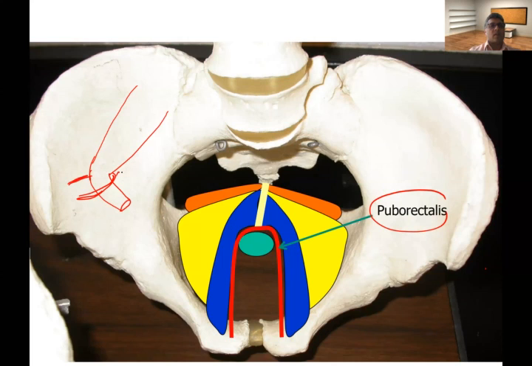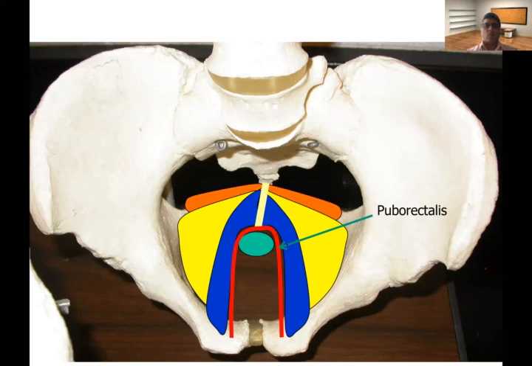Your anococcygeal raphe lies behind here. The coccyx is here. Your pubis is here. Okay, so that's how it is. So then this is the puborectalis. The anorectal junction is here. Then this area in front of the anorectal junction, the gap here, is called the urogenital hiatus.